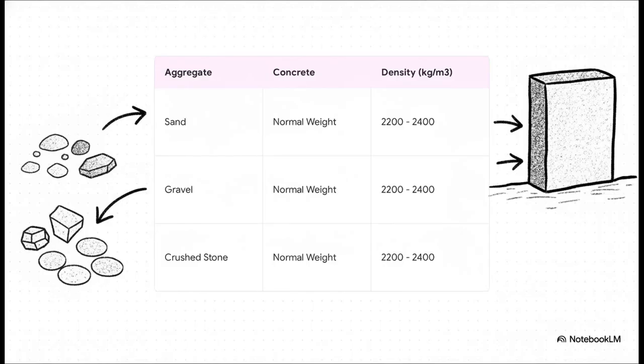And when we compare everyday materials like sand, gravel, and crushed stone to the resulting density of normal weight concrete, the footprint is massive. We're looking at a crucial density of 2,200 to 2,400 kilograms per cubic meter. That is incredibly heavy. It's these everyday, seemingly boring rocks and sands that give our concrete the sheer gravitational weight and strength required to anchor our cities to the earth.